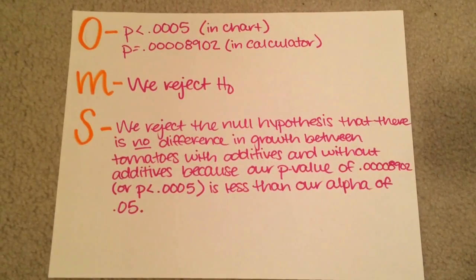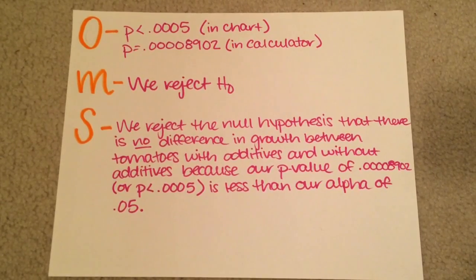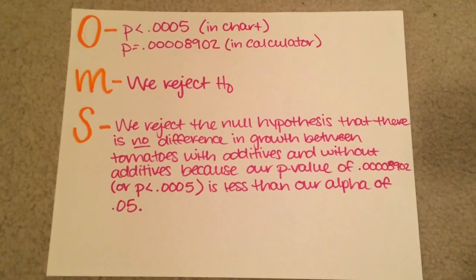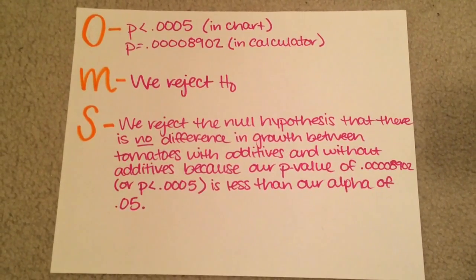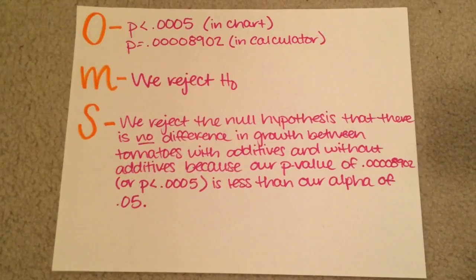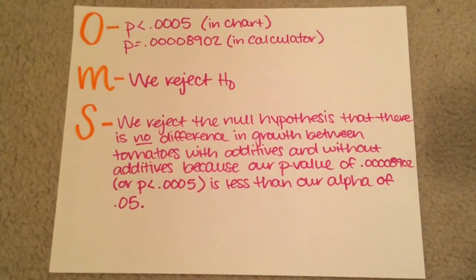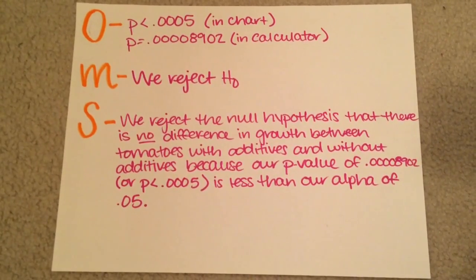Now we either reject or fail to reject the null hypothesis. We reject the null hypothesis that there is no difference in growth between tomatoes with additives and without additives because our p-value of 0.00008902, or p is less than 0.0005, is less than our alpha of 0.05.